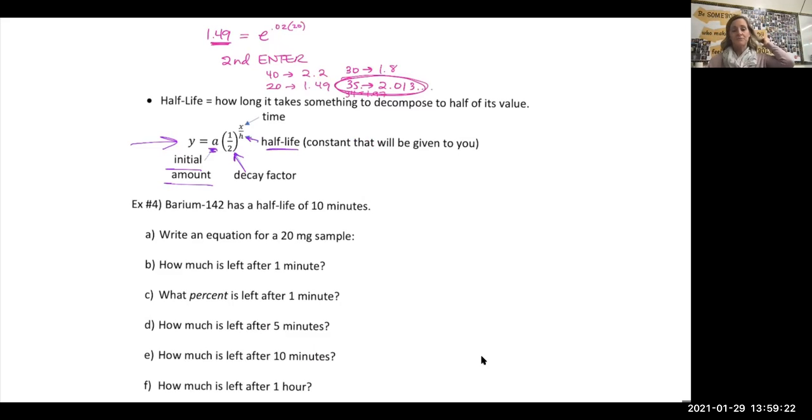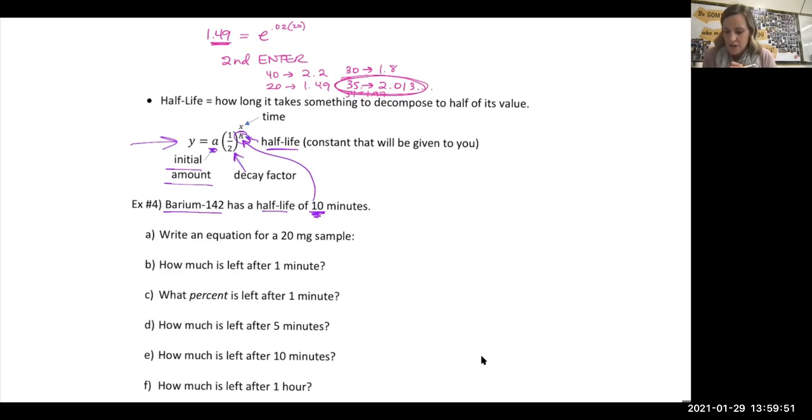Okay. So this is saying like, how long does it take for, in this case, barium 142 to decay to certain amounts or after certain amounts of time. So this one says barium 142 has a half-life, okay, that's the half-life, of 10 minutes. That's this number, that's the H up here. So 10 is always going to go on the bottom for this problem.